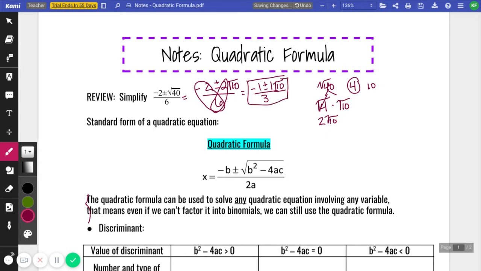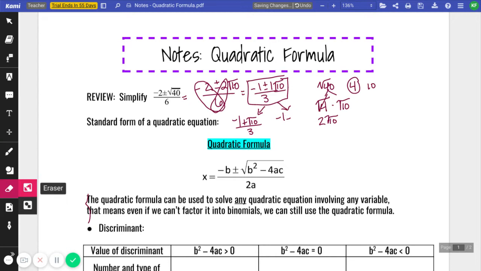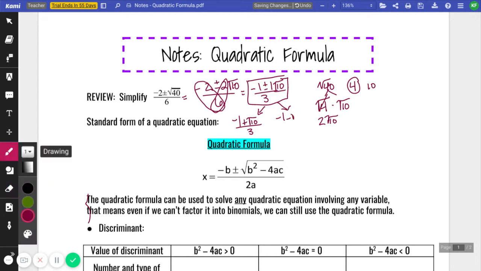Now the plus or minus means that one of our solutions for this quotient right here is going to be 1 plus the square root of 10 divided by 3. And the other solution is going to be 1 minus the square root of 10 over 3.